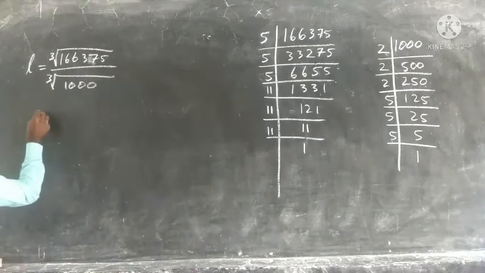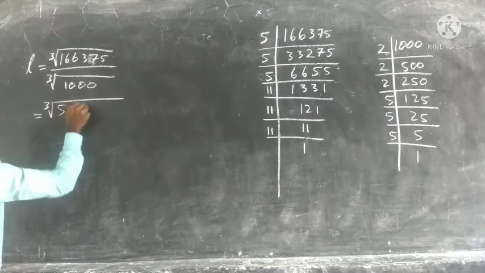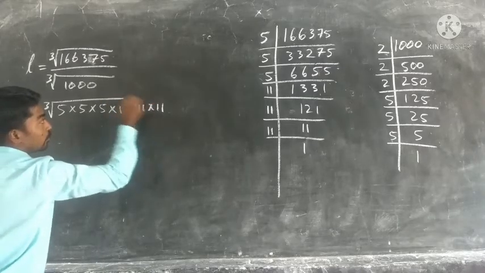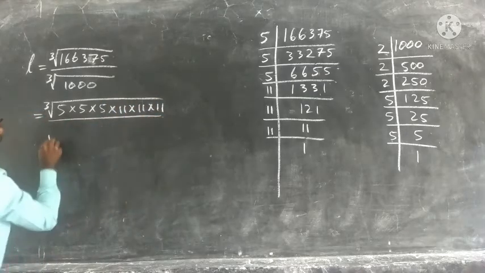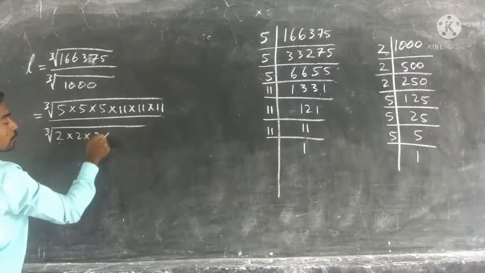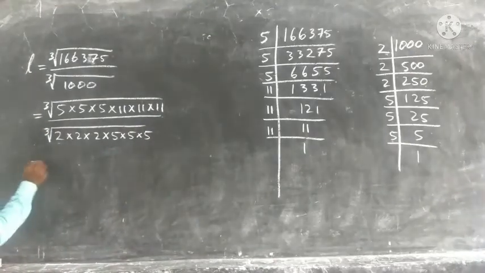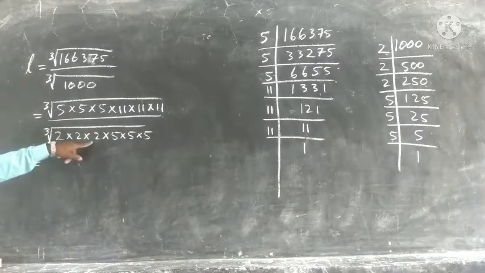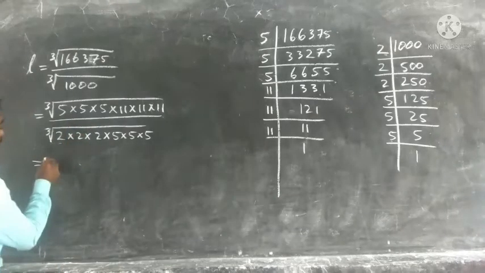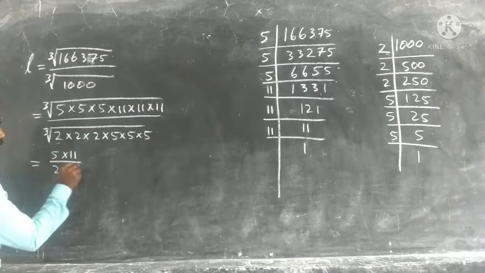Now we can write its factors. Cube root of 5 into 5 into 5 into 11 into 11 into 11 divided by cube root of 2 into 2 into 2 into 5 into 5 into 5. If you observe these factors, each factor appears in a group of 3. Taking one factor from each triplet, you get 5 into 11 divided by 2 into 5.